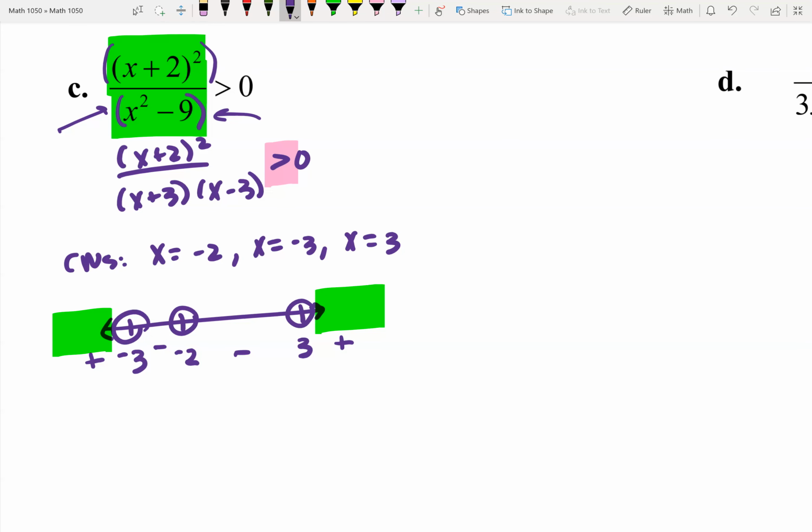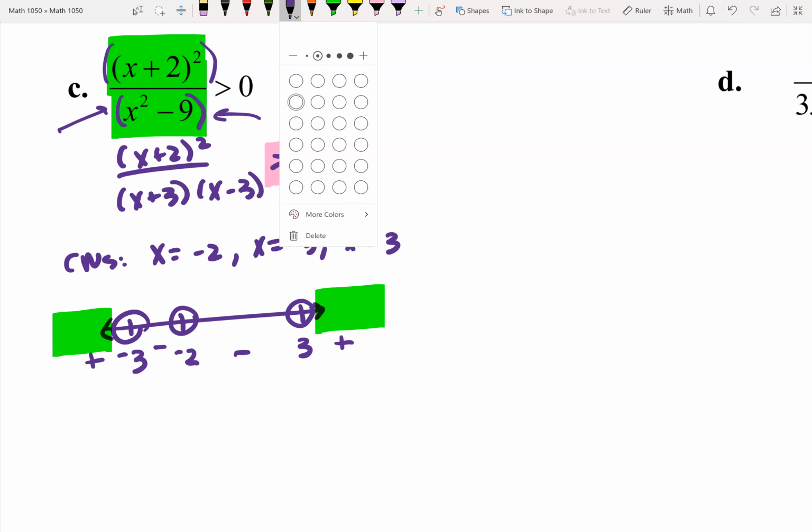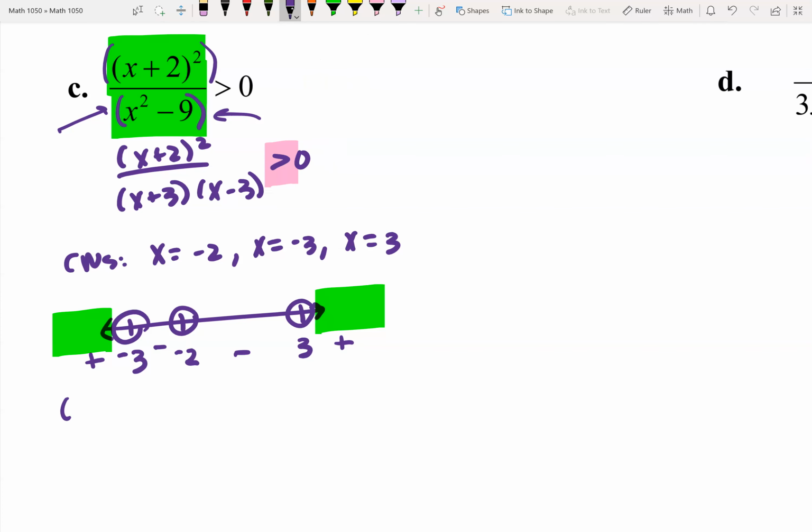Now, what about the middle? Well, this region right here is not included because it's negative. This region is not included because it's negative. And this too is not included because it's open. So we don't have to worry about any of that. So it's just going to be -infinity to -3 with a parenthesis, union 3 to infinity, and that's it.